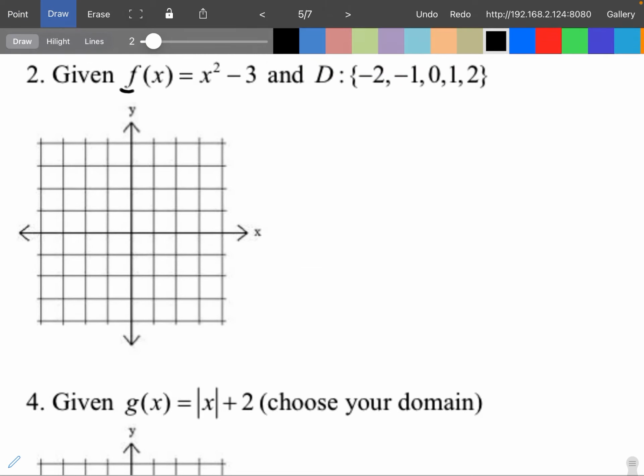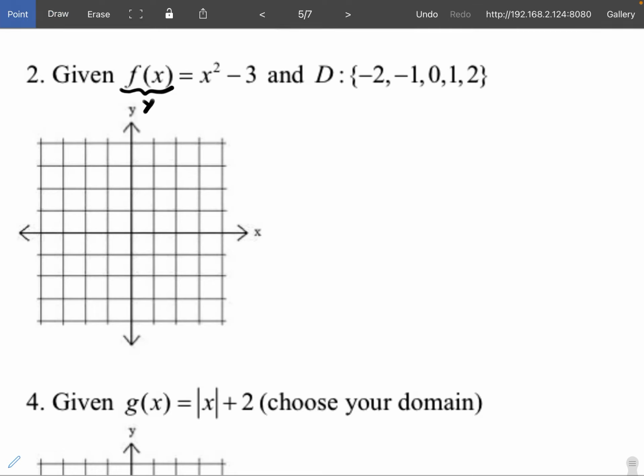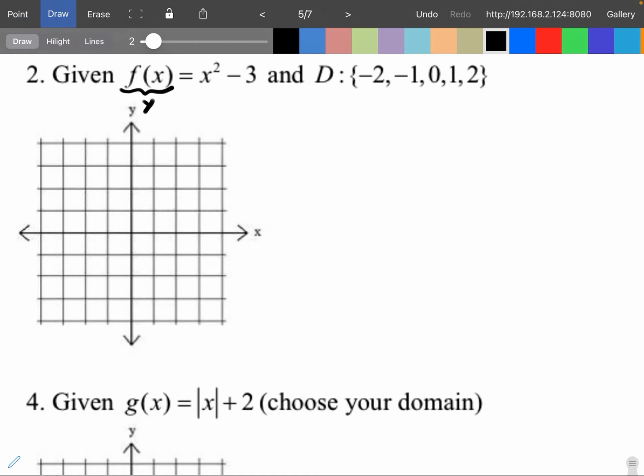Let's go to the next one. So number 2. Is this one solved for y already? What's f of x the same as? Y. Yeah, that's the same as y. So this thing right here, this is the same as y. So that's already solved for y, so we can go ahead and make the table right away.